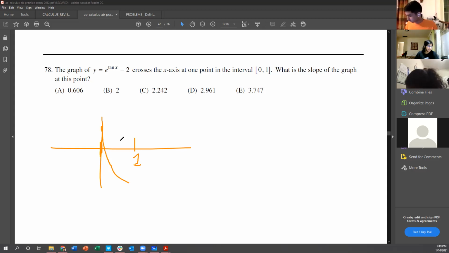So what you're going to do first is go to the graph. Oh my gosh, I hate calculator questions. Sorry. Yes, okay. So you're going to go to the graph and enter the function e to the tan x minus 2. Then find on that interval from 0 to 1 where it equals 0. So go to analyze graph, then find the zero. And wherever it equals zero, write down that number.